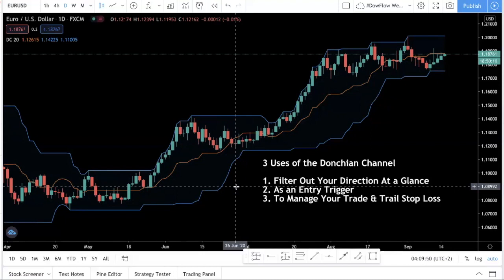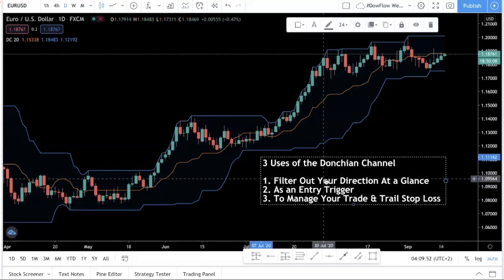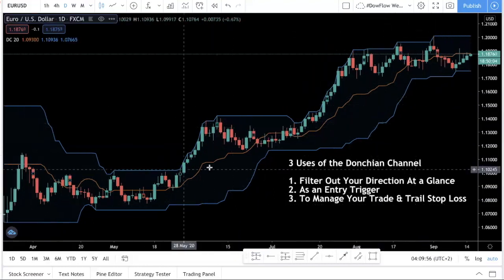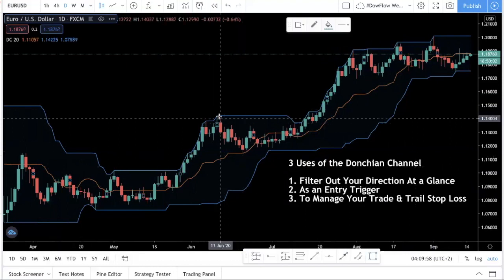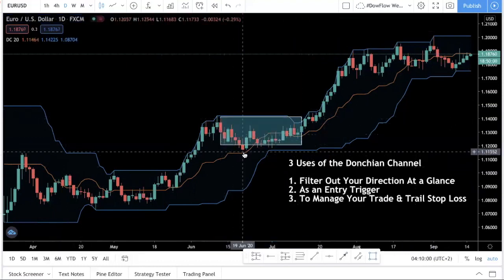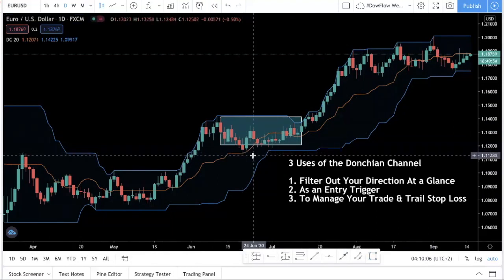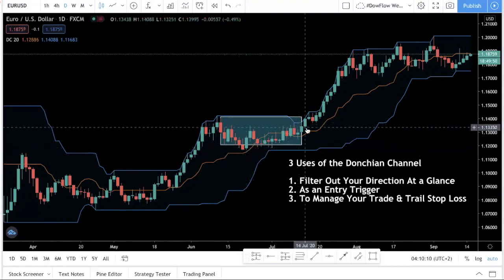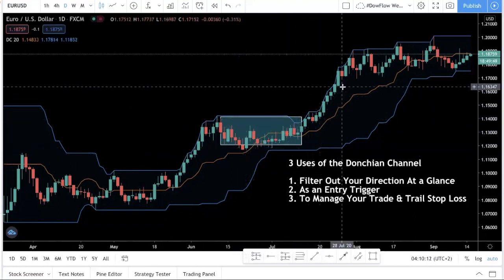So this indicator will help you filter out your direction at a glance. What you want to do is ask yourself, let's look at price somewhere around here, is price above or below this middle orange line? As a general rule of thumb, if price is above it, let's say this area, you only want to be buying. You do not want to be selling. So at a glance, you know that you should not be selling. The trend is up, right?